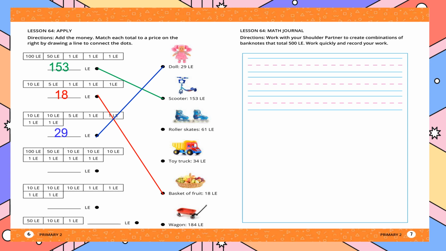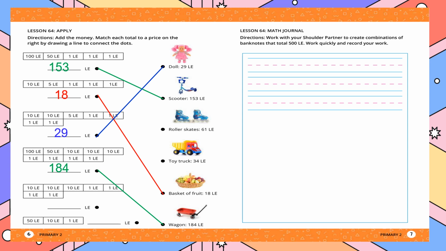Next one, 100 LE plus 50 LE. 100 plus 50 equals 150. Plus 10, 160. Plus 10, 170. Plus 10, 180. Plus 1, 181. Plus 1, 182. Plus 1, 183. Plus 1, 184 LE. So we will match it with wagon. It's for 184 LE.